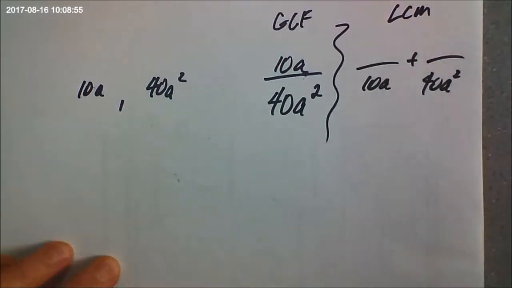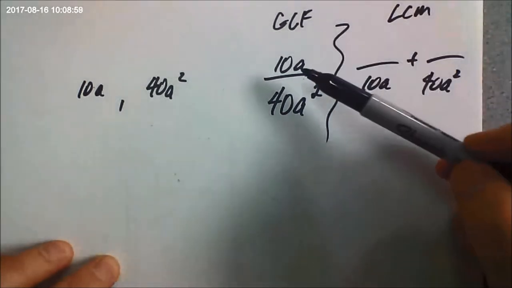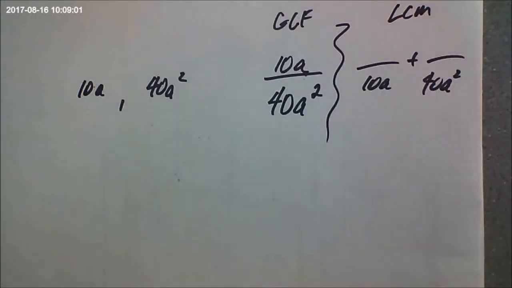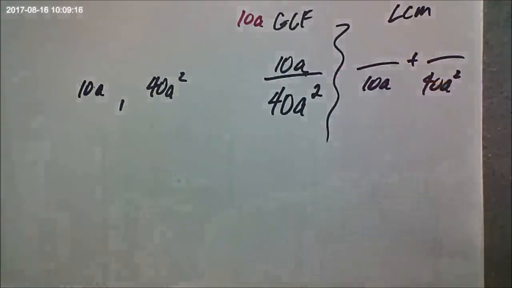This uses LCM. To reduce this, you find the greatest common factor. What goes into 10 and goes into 40? The biggest thing. What is it? Just tell me. 10, right. 10. So 10 goes in, and what about A and A squared? What's the biggest thing that goes into A and A squared? A. That's the greatest common factor. You could reduce that by 10A.